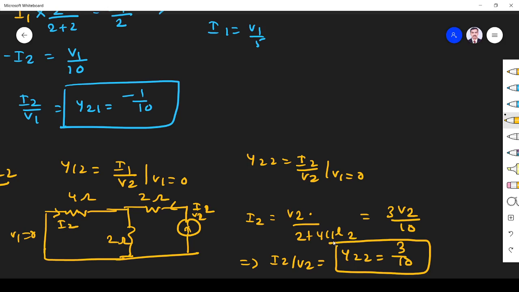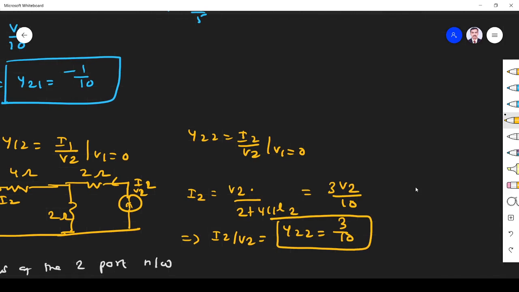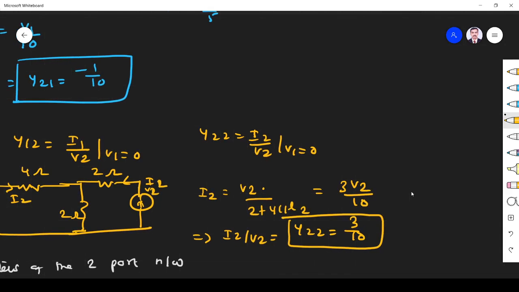Right, same procedure. Whatever we did for the left hand side, we have to do the same thing in the right hand side. Next, what do we do? We apply the current division rule. Fine. In the circuit, we apply the current division rule. If you apply the current division rule, what will happen?